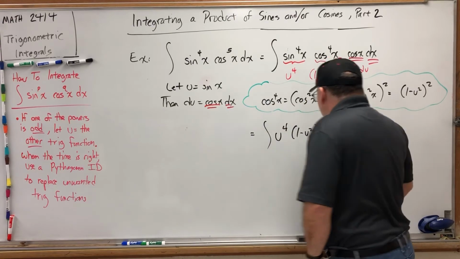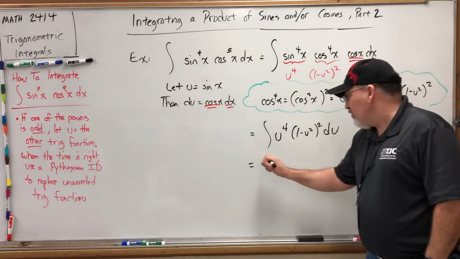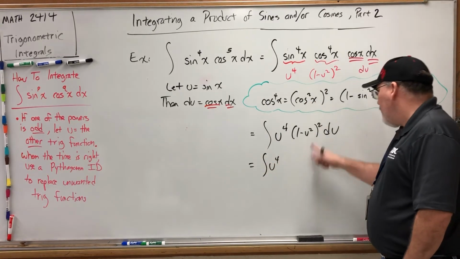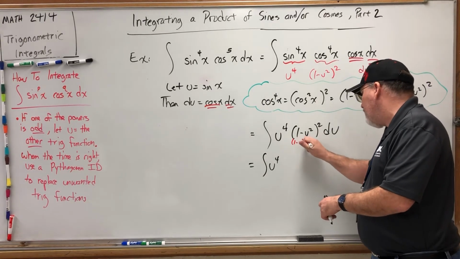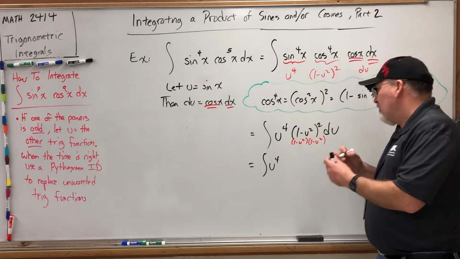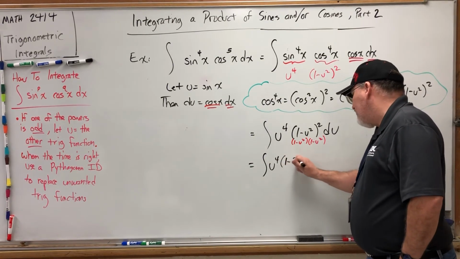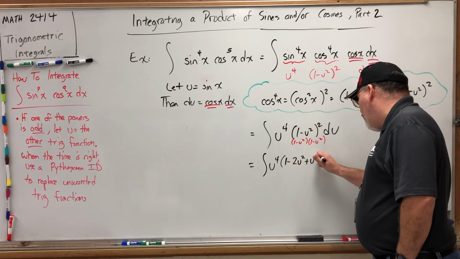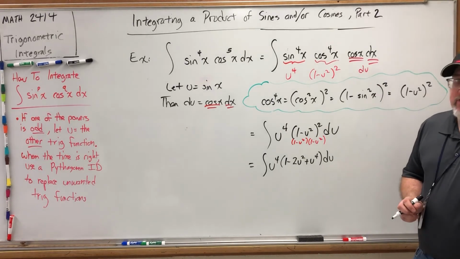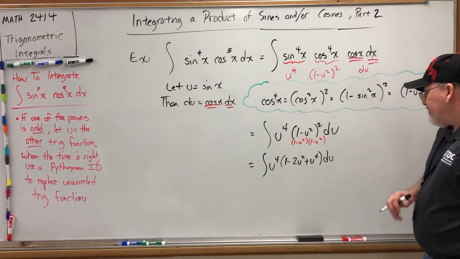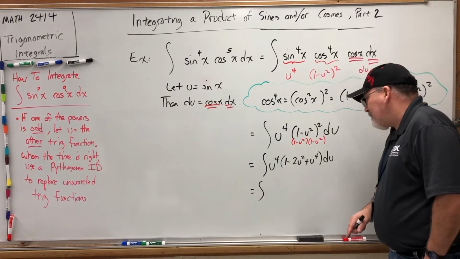I was trying to think if there was a clever way to do this one, but now's not the time for cutesy and clever. Now's the time to just bust this open. If you were to write the 1 minus u squared twice, because the 1 minus u squared is being squared, so 1 minus u squared times 1 minus u squared, and then FOIL it all out, multiply it all out, you would get 1 minus 2u squared plus u to the fourth du. But again, we don't integrate products, we integrate addition and subtraction problems. So let's get rid of the product by multiplying, distribute the u to the fourth, and I'm going to put it from highest power to lowest power.